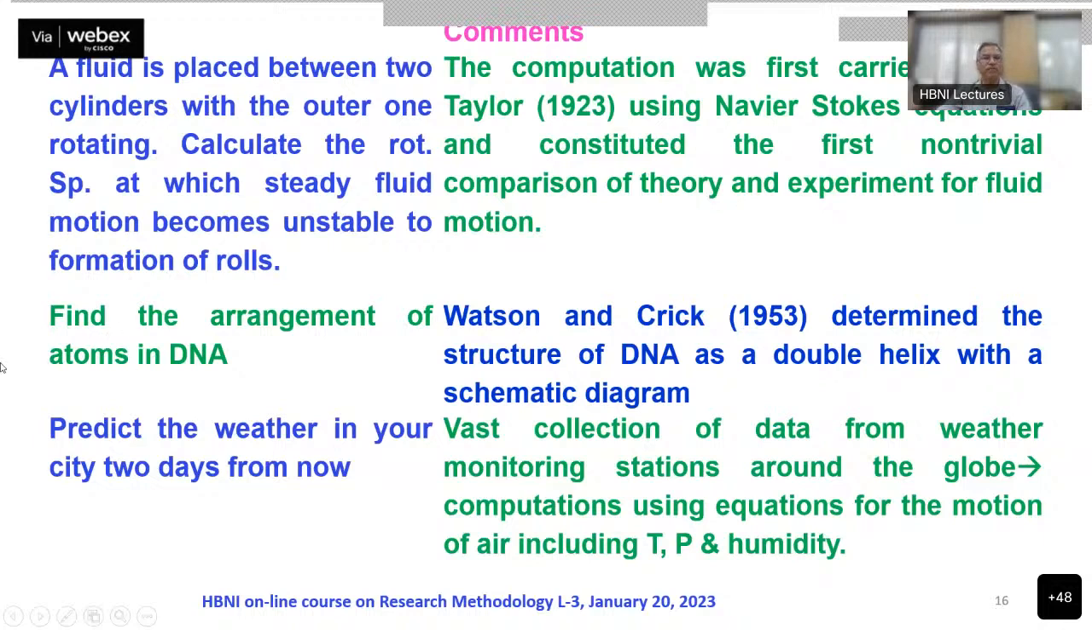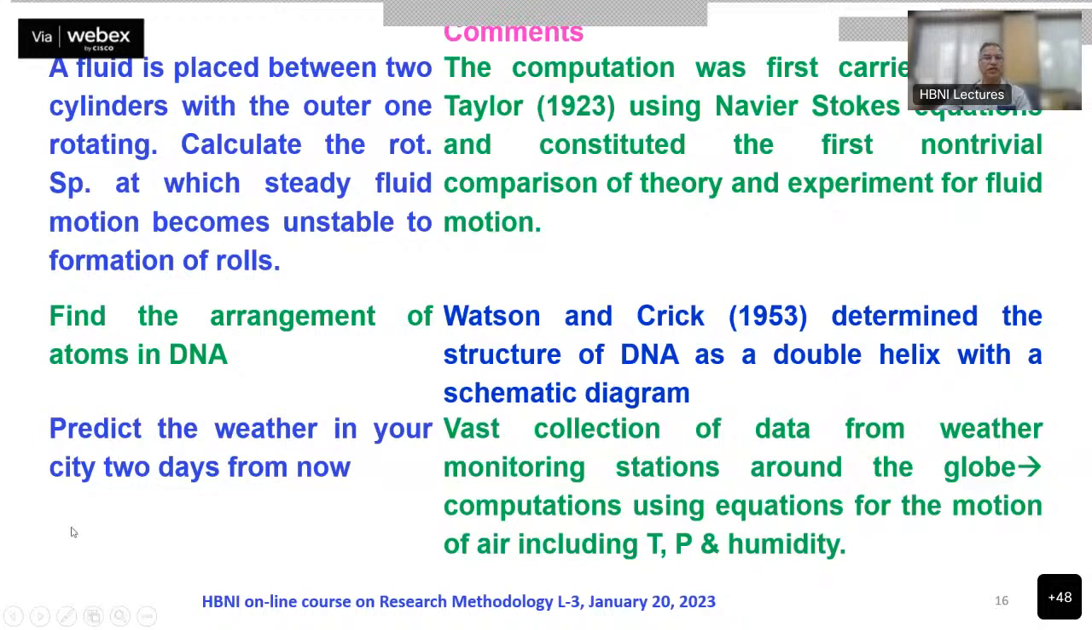Find the arrangement of atoms in DNA, a model of DNA. Watson and Crick in 1953 determined the structure of DNA as a double helix with a schematic diagram. These are the models, theoretical work people are doing.